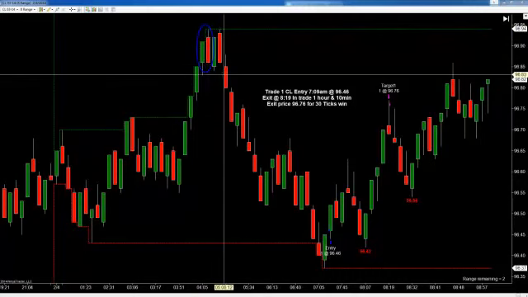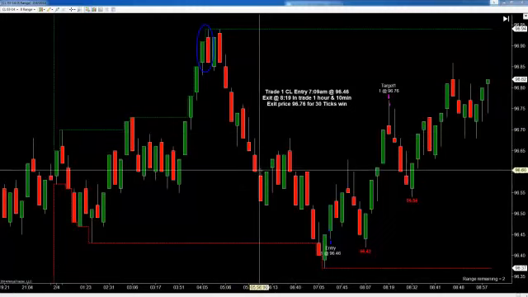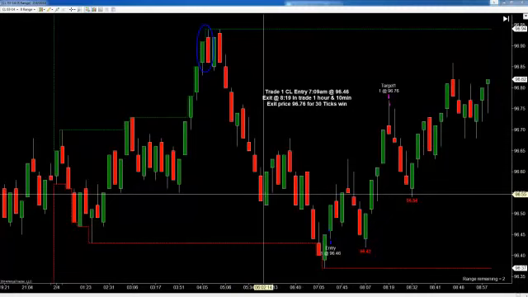After getting filled, after it moves 20 ticks in my favor, I'll move my stop to break even plus 2 ticks. And you can see this is easily made, and my profit target is 30 ticks. So I'm risking $100, not counting slippage. If you're counting slippage, on average I get 1 to 2 ticks, so $120. But at any rate, I'm risking basically $100 to make $300. So a 1 to 3 risk reward ratio.